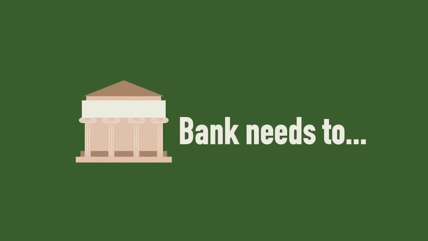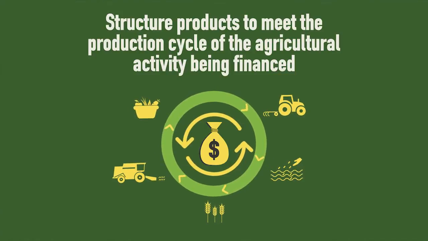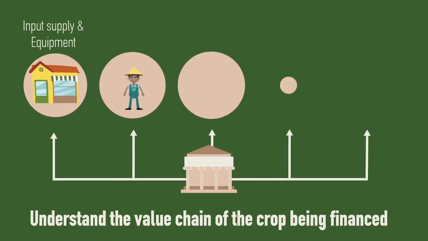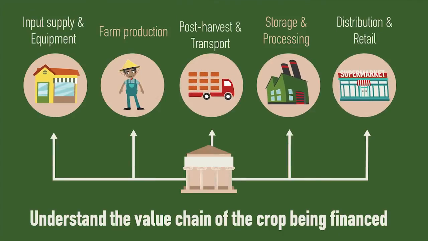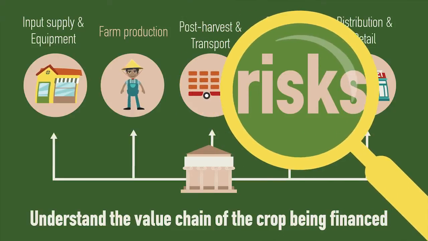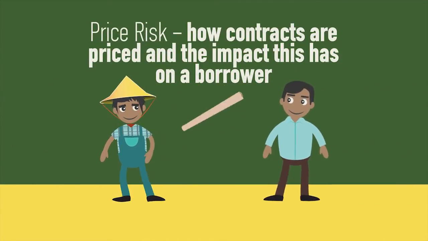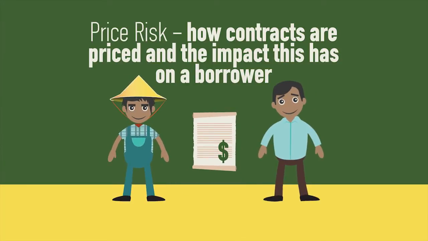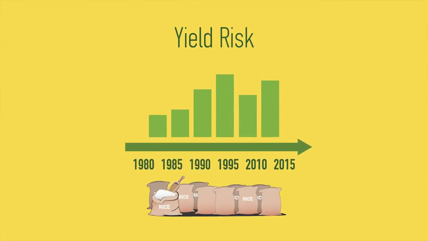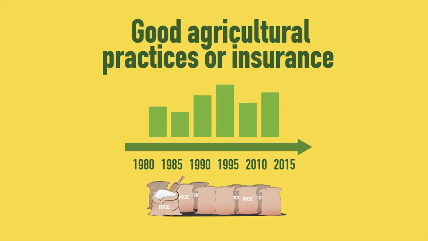This means the bank needs to structure products to meet the production cycle of the agricultural activity being financed, understand in depth the value chain of the crop being financed, so as to identify where the major risks are and how they are being managed, including price risk, how contracts are priced and the impact this has on a borrower, yield risk, the variability of yields, and whether risks are being effectively managed by the use of good agricultural practices or, where possible, using insurance.